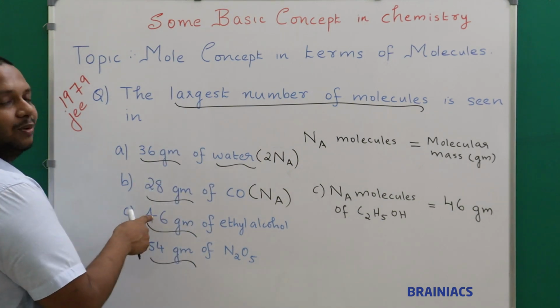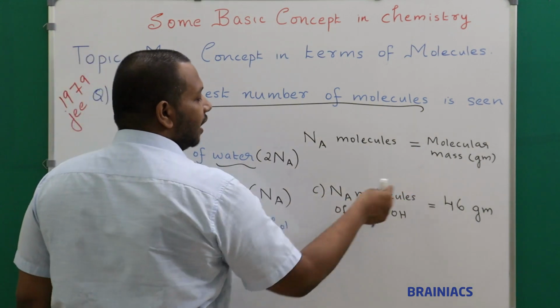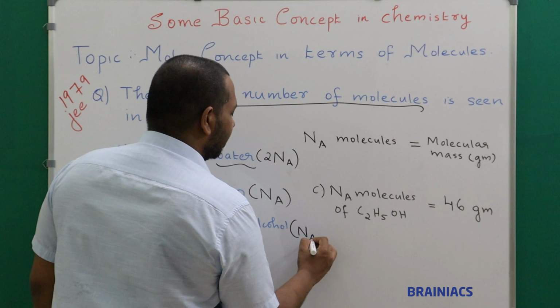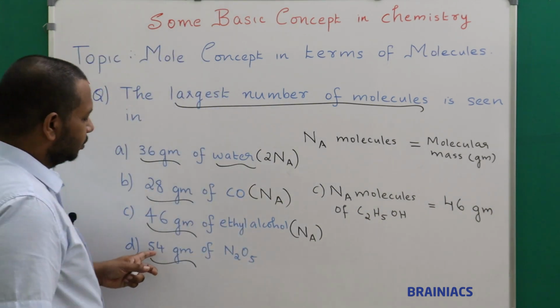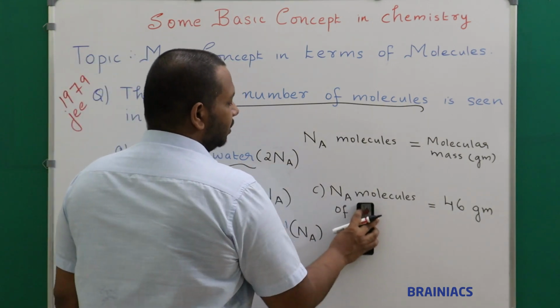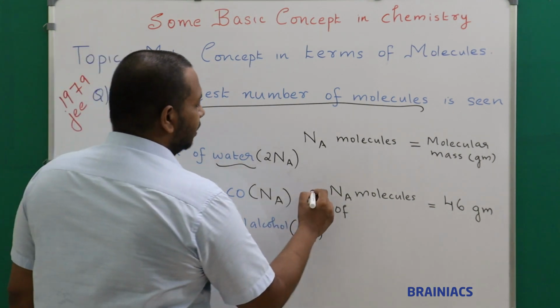So what they are asking you to calculate, here also they are asking you to calculate 46 gram. So that means 46 gram will contain how many molecules? Na molecules. So here also it is easy. They are not changing it. So it is Na. Okay, now the last option, 54 gram of N2O5. So here I am removing this and putting option D. Option D I am calculating.